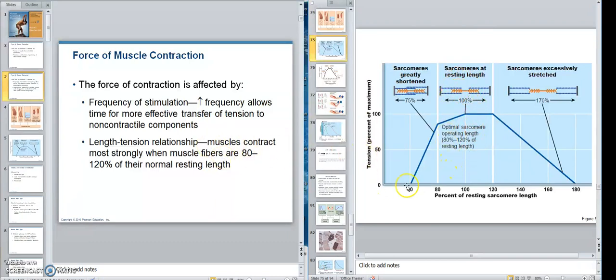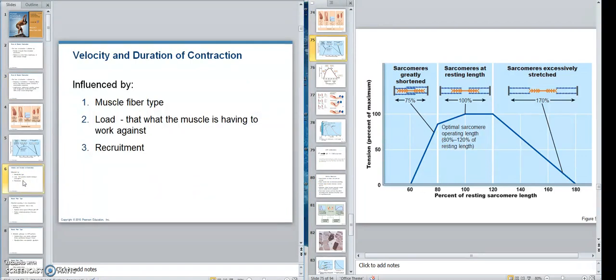This is what we call the length tension curve. Here's the length, here's the tension. Length tension. Muscle contraction is best when muscle fibers are at 80 to 120%. Okay? 80 to 120%. Right there. That's what we call optimal sarcomere length. Okay? So we go further now. See where we are now. Influenced by muscle fiber type.